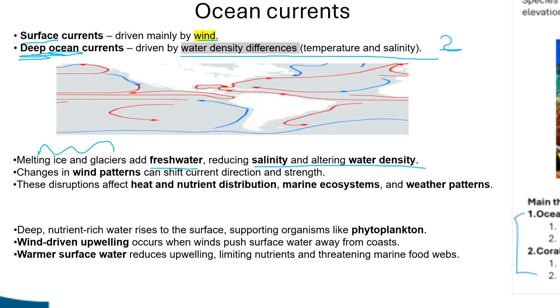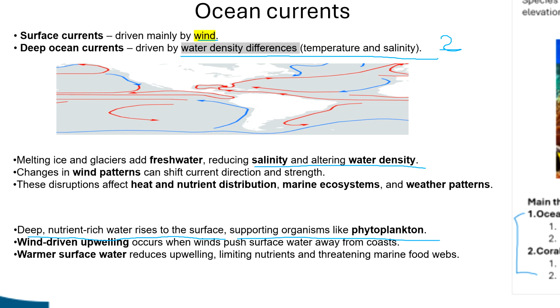Okay, and linking to surface currents, the first one, wind patterns can shift the current direction and strength. And these disruptions affect heat and nutrient distribution. Essentially, they affect ecosystems and weather patterns. Now, another thing to have in mind on how these surface currents matter is that deep nutrient-rich water rises to the surface and supports organisms like phytoplankton.